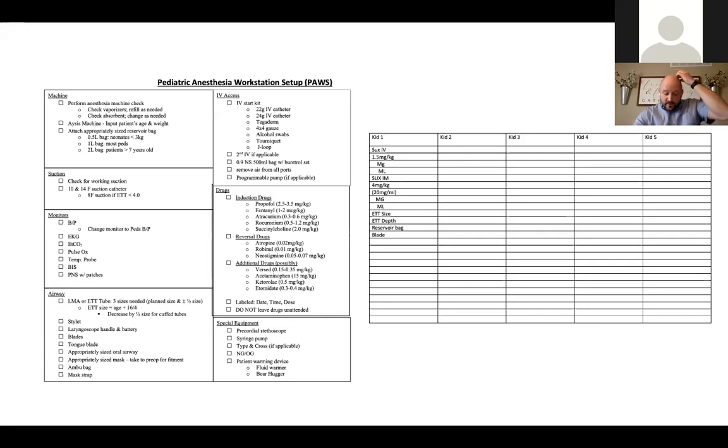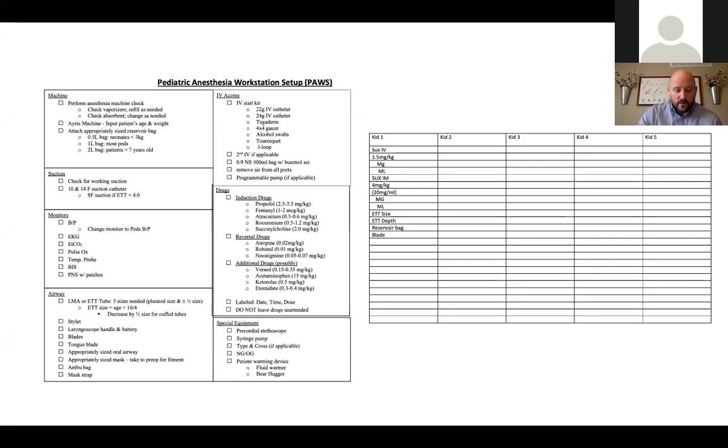The tool is designed to assist new anesthesia providers throughout the setup of their workstation, including the anesthesia machine, suction, monitors, airway, intravenous access, anesthesia medications, and any special equipment which may be required.